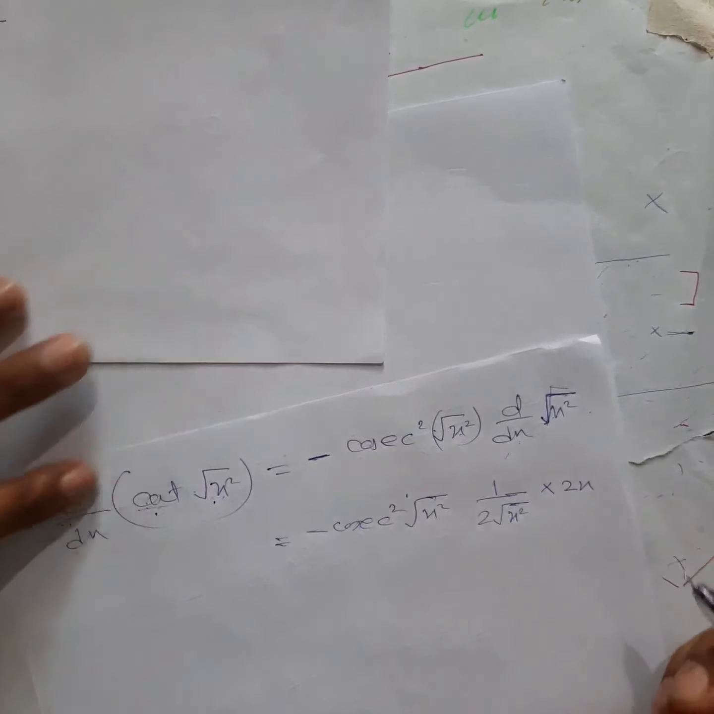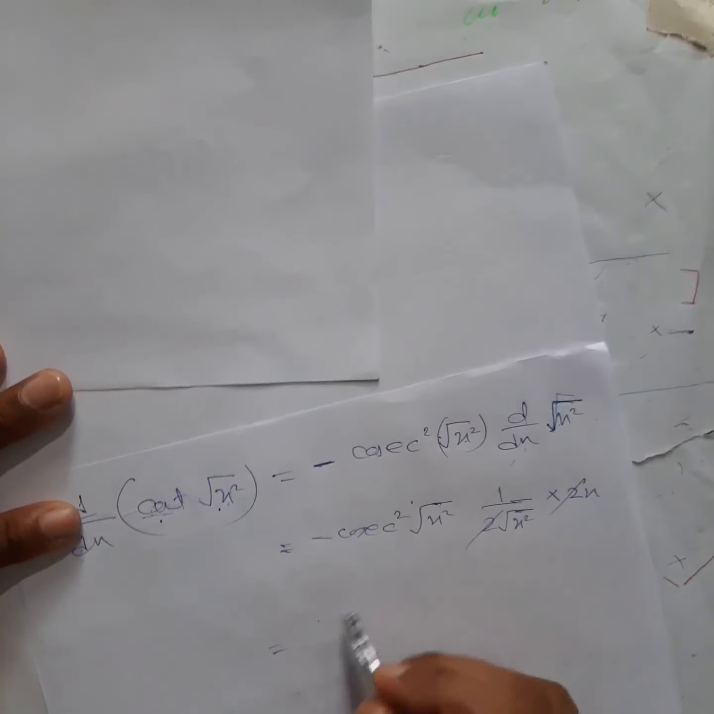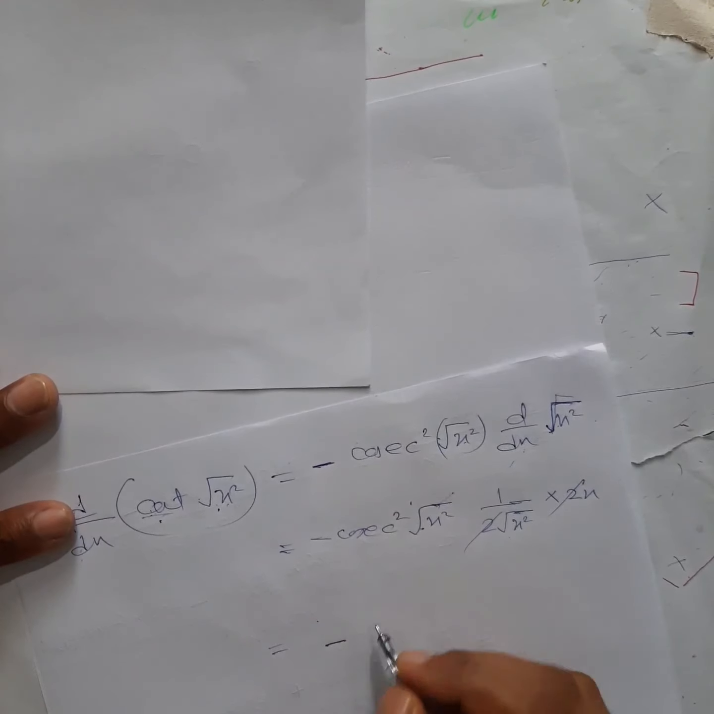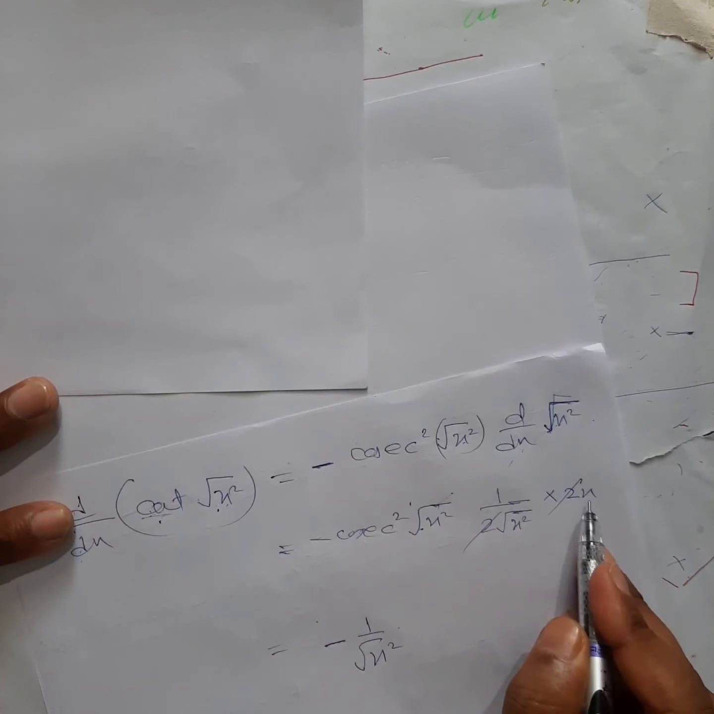So you will get 2x here. So 2 gone, right? Don't cancel this and this. This is your angle, this is simply value. Okay, so minus 1 by root x square. Okay, this one I can write x, right?